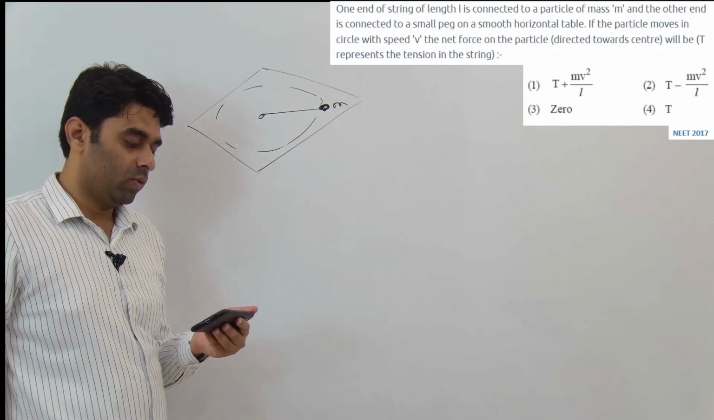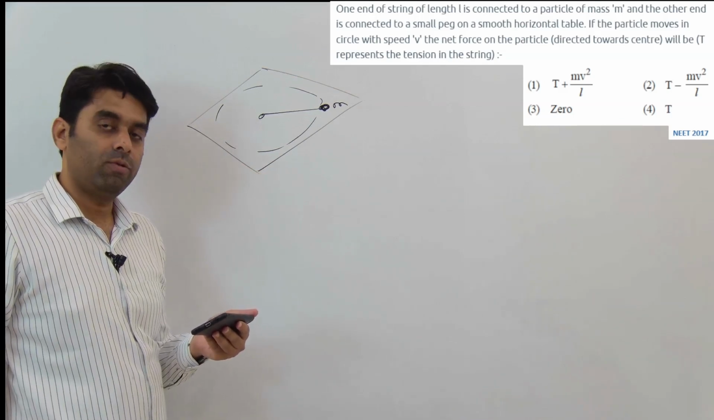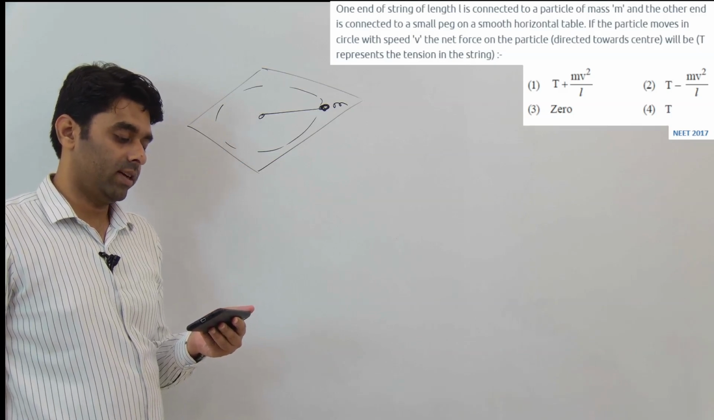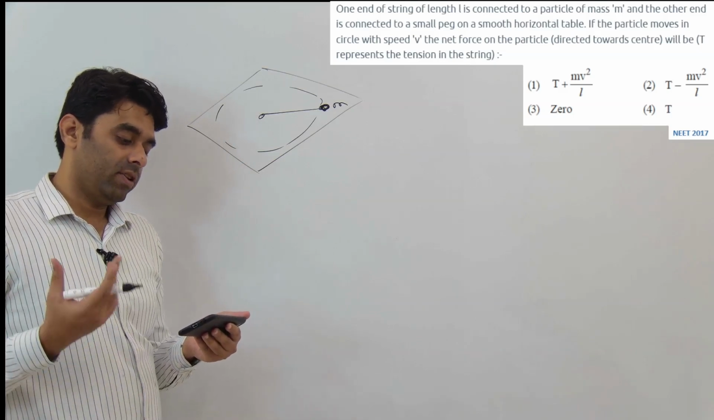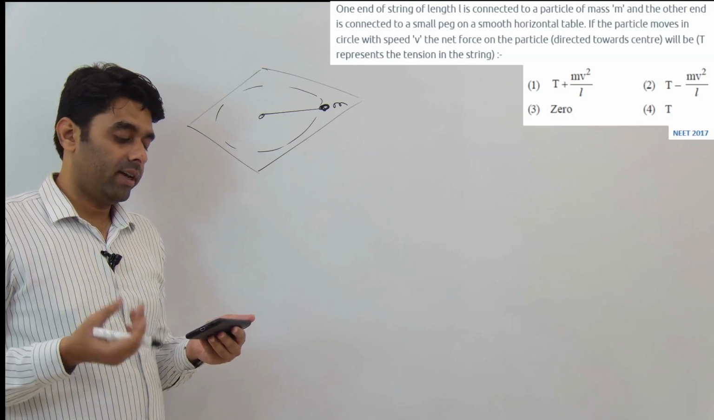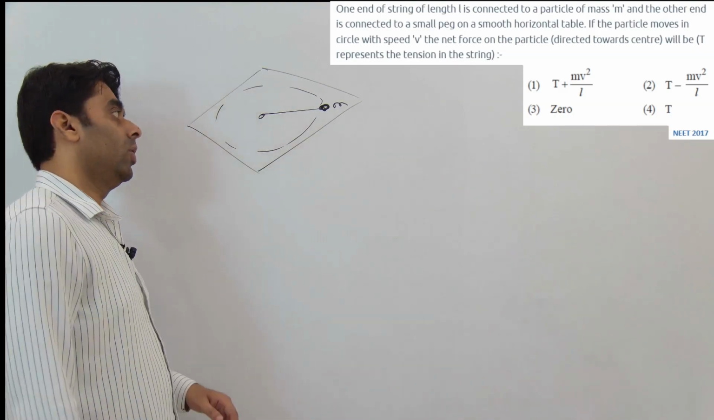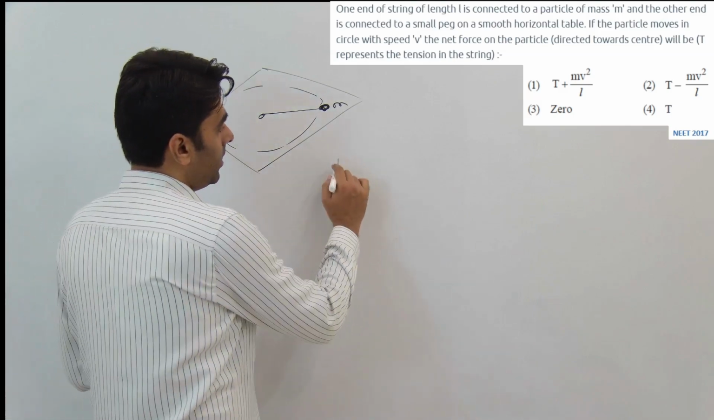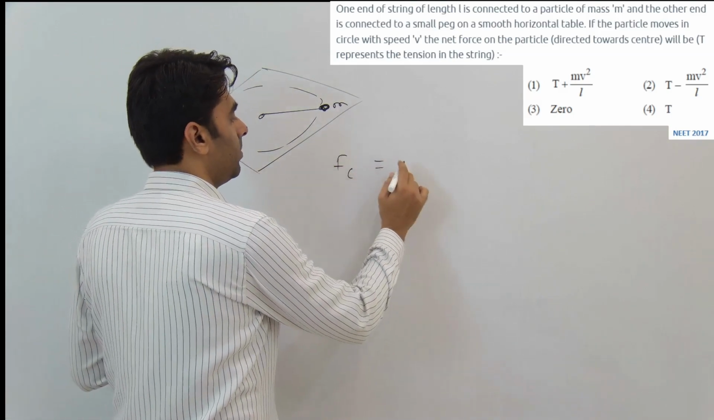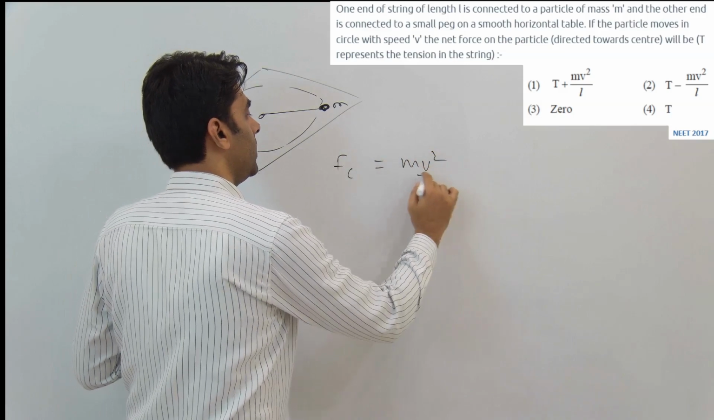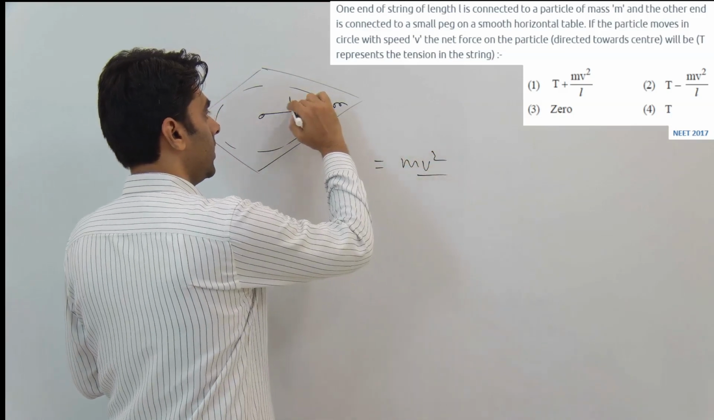If the particle moves in a circle with speed v, the net force on the particle directed towards the center will be T plus mv square by r, T minus mv square by L, or 0, or T. So this is a question from your circular motion. What do we know? Force centripetal. What is a force centripetal? Force centripetal is mv square by r. R in this case will be L.